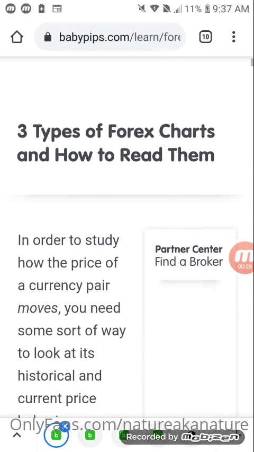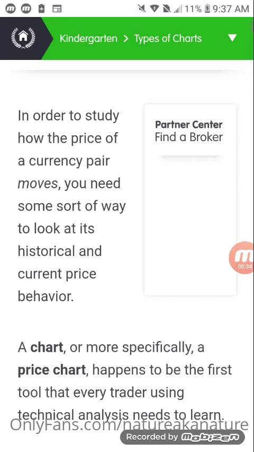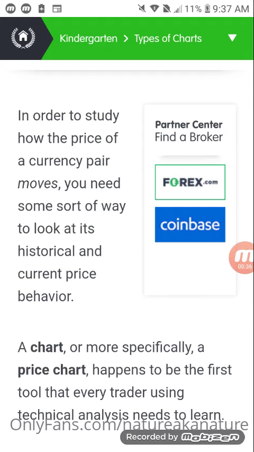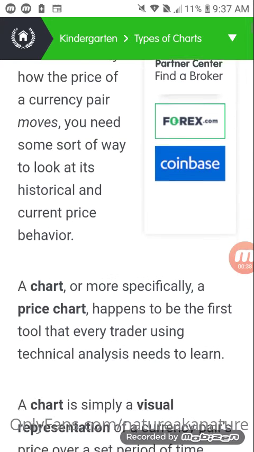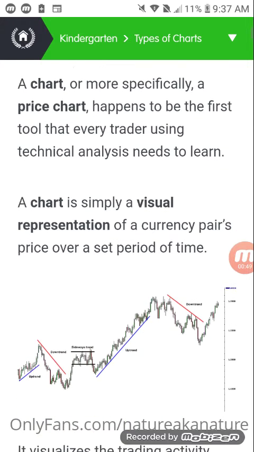Okay, so there are three types of Forex charts and how to read them. In order to study how the price of a currency pair moves, you need some way to look at historical price and current price behavior. A chart, or more specifically a price chart, is the first tool that every trader using technical analysis needs to learn. It's how to read the charts. Another name for it is price charts, because it's a bunch of charts with price on it.